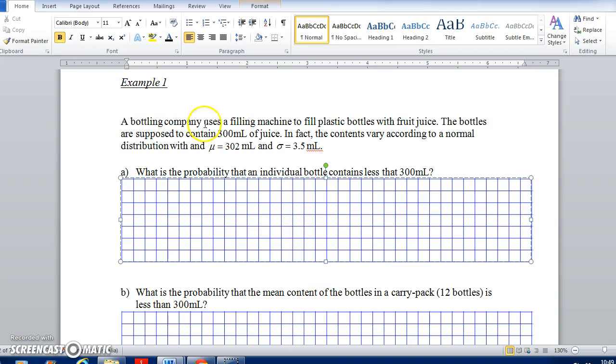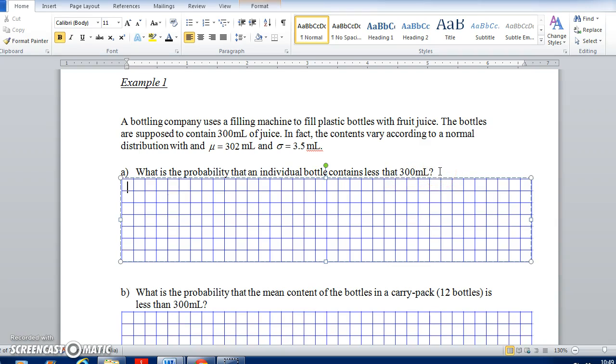We have a bottling company using a filling machine to fill plastic bottles with fruit juice. The bottles are supposed to contain 300 ml of juice, and we've got a mean of 302 milliliters and a standard deviation of 3.5 milliliters. What's the probability that an individual bottle contains less than 300 milliliters?